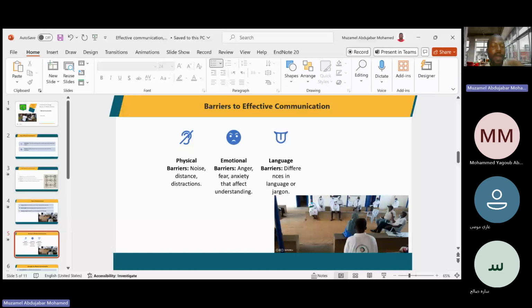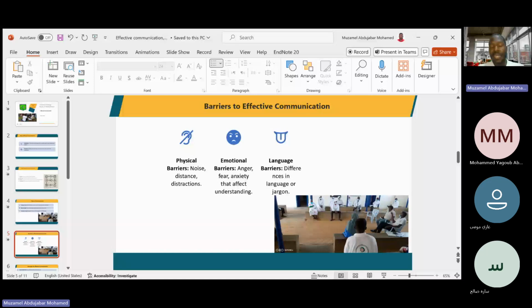The second barrier is the emotional barrier. Emotional means feeling. Sometimes when someone has anger or fear or anxiety, all of this can affect the understanding of the message.